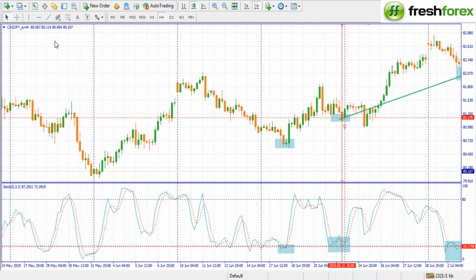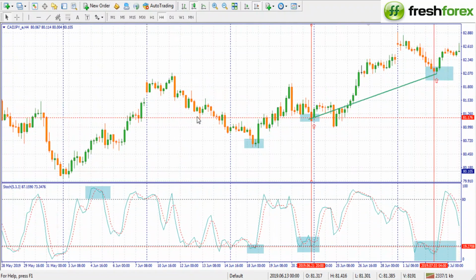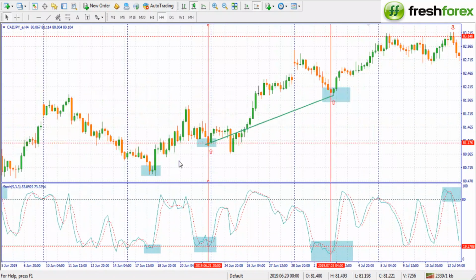If you have this one, just look at this. From this point here, the columns of the stochastic was above 80. We expected price to decline massively, but instead what happened? The price actually continued upwards. The same thing happened here, around this level here. Instead of price continuing upwards, retracing to the lower side, reversing to the lower side, it actually continued massively to the upper side.